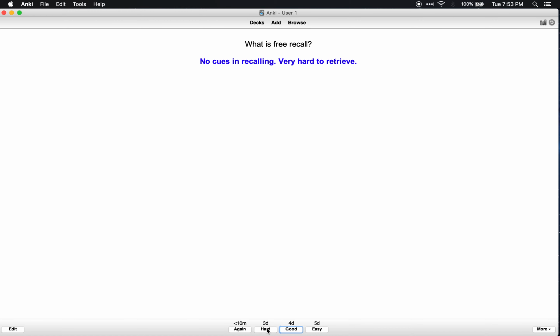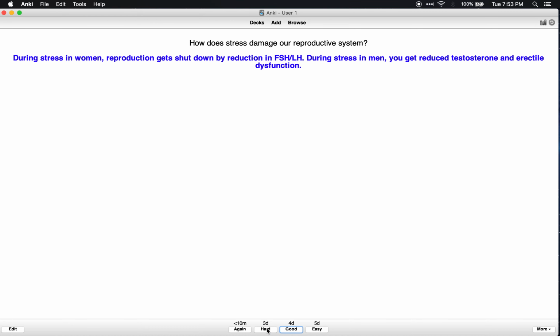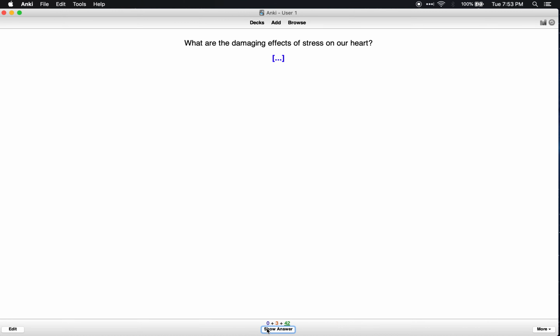Stress can affect women's reproductive systems by decreasing amounts of FSH and LH, while in men it decreases the level of testosterone and increases the likelihood of erectile dysfunction. Stress can increase blood pressure, so it causes hypertension and cardiovascular disease, causing coronary heart disease.